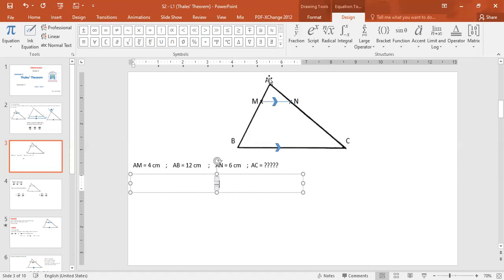Okay, Mahdi, I want to ask you. Here I have a triangle ABC. We have taken M between A and B. We have taken N between A and C. How are the two lines MN and BC? They're parallel. Okay, because they are parallel, which theorem can we apply? Thales theorem. Yes, Thales theorem.